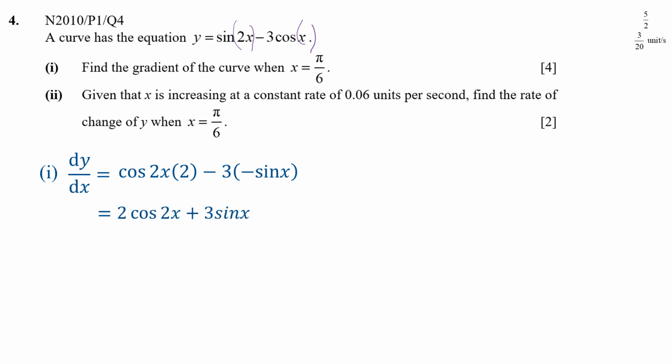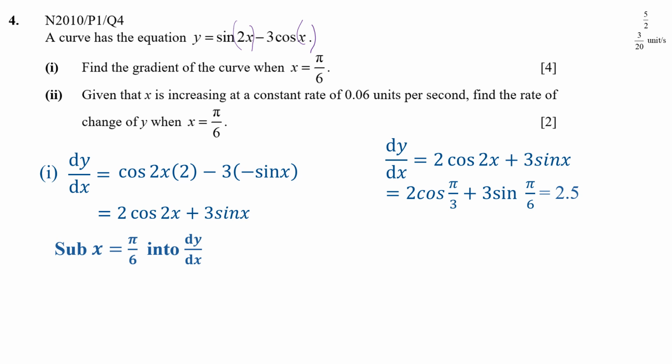Okay, so we need to substitute x equals pi over 6. Alright, so pi over 6 is basically a special angle. So you will end up getting 2 cos pi over 3, which is 2 cos 60, and cos 60 is half, a special angle, or you can just use your calculator. But if you use the calculator, be careful. You have to use the pi in the calculator. So you end up getting dy/dx is 2.5.